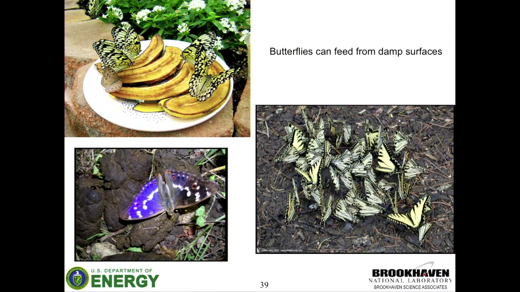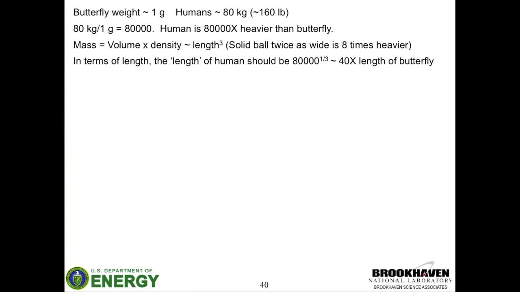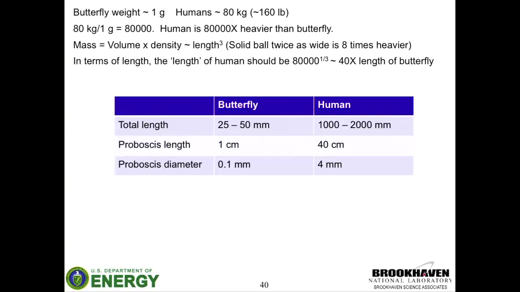So let's put it in human context to see why this is a problem, okay? So a butterfly weighs about 1 gram. A human weighs about 80 kilograms. I think an average US person is 80 kilograms. So the human is 80,000 times heavier than a butterfly because mass is the length to the third power, okay, which is the same as saying, if you're a solid ball, the ball twice as wide is 8 times heavier, right? So the length of a human should be the cube root of 80,000, which is about 40, all right? So let's see if that's true.